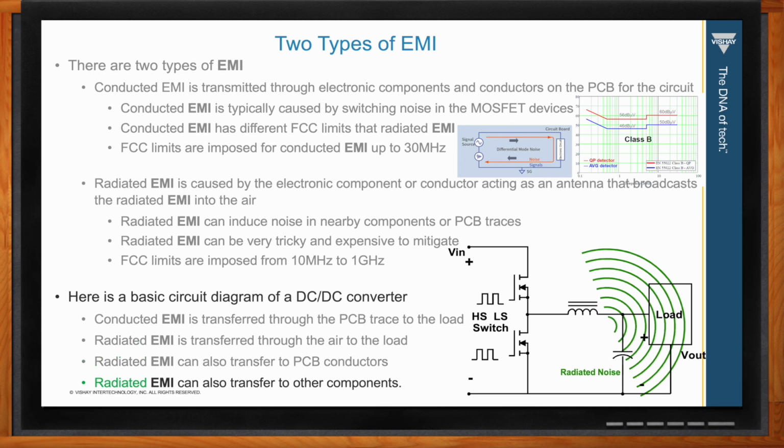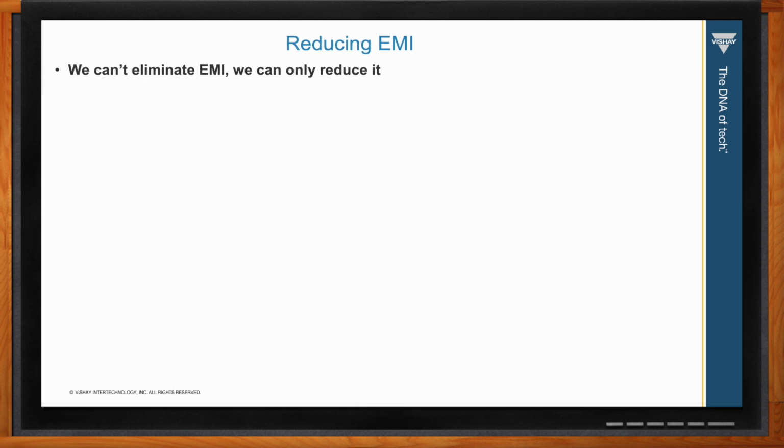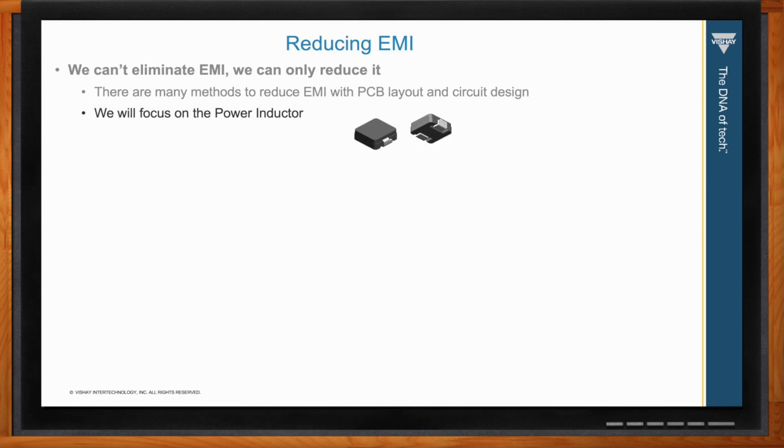Okay, so I can definitely see how EMI could be a problem. So, again, Tim, how do we get rid of it? Well, the thing is that we can't get rid of it completely. We can only reduce it. And there are many methods to reduce the EMI. Some of them have to do with the printed circuit board layout, some with the circuit design in general, but we're going to focus on the power inductors because typically power inductors will have some of the highest current on the PC board running through them, so they can be an issue for EMI.